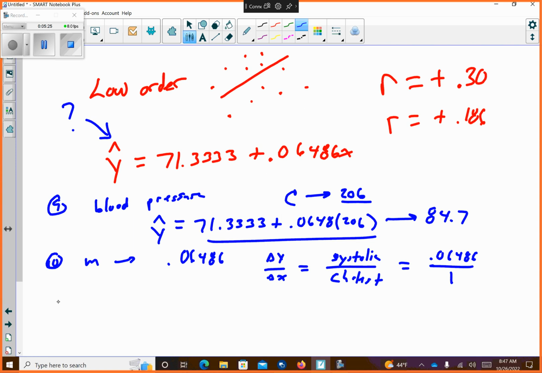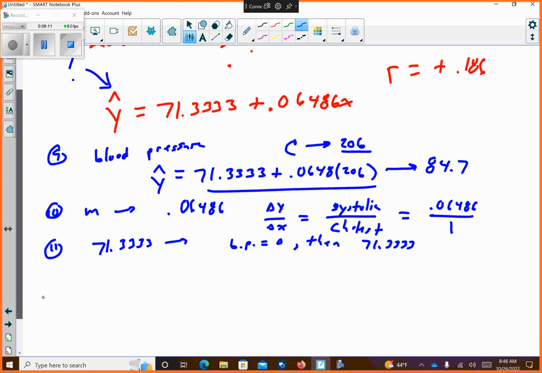Then number 11 says, talk about what the y-intercept means in this problem. So our y-intercept is this. So this basically means if your blood pressure is equal to 0, then you're dead, but your cholesterol's low. So that would be an extrapolation. That's outside of our data because obviously your blood pressure shouldn't be 0. If it is and you're still alive, you better go see a doctor.